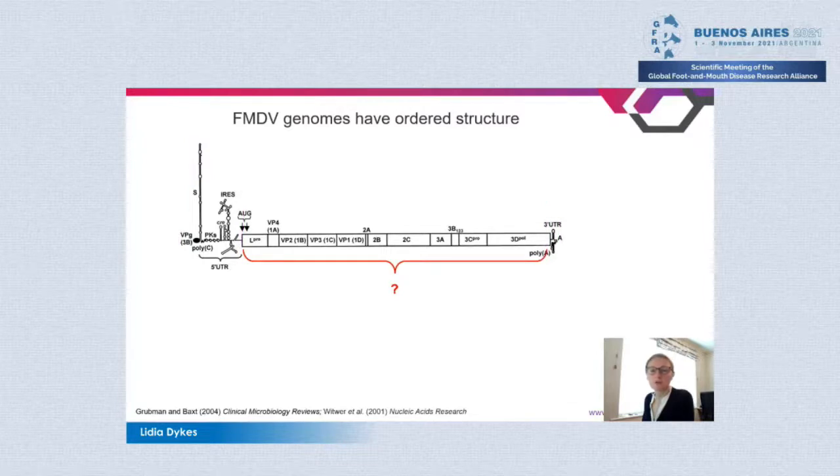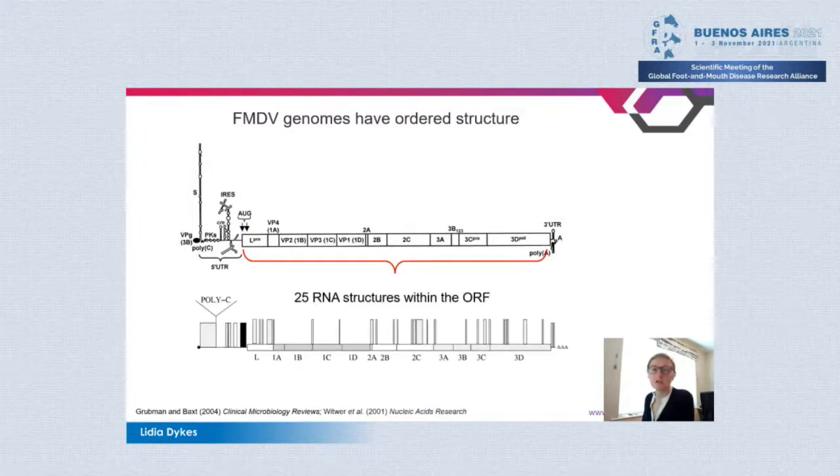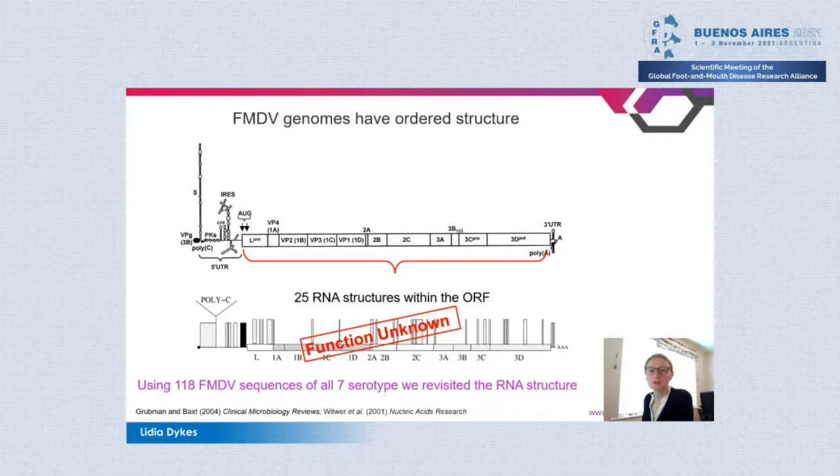The structures localized within the open reading frames are less characterized. In 2001, 25 conserved RNA structures were predicted within the open reading frame of FMDV, however, their function remains unknown. We investigated whether RNA structures localized within the open reading frame are important for virus replication. However, since the RNA structure prediction carried out in 2001 was based only on 9 FMDV sequences, we first revisited the bioinformatic prediction using 118 FMDV full genome sequences representing currently known FMDV genomic variability among all 7 serotypes.